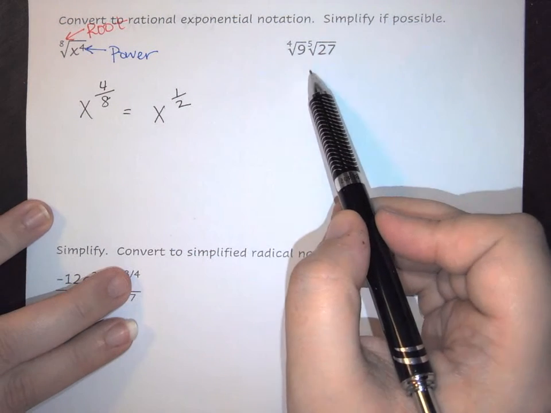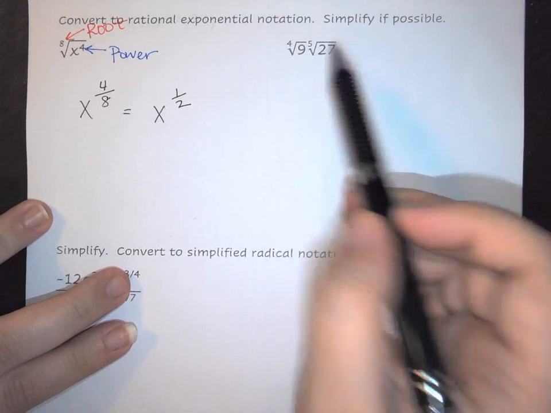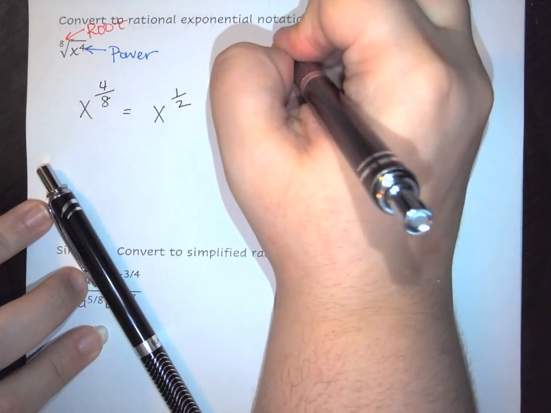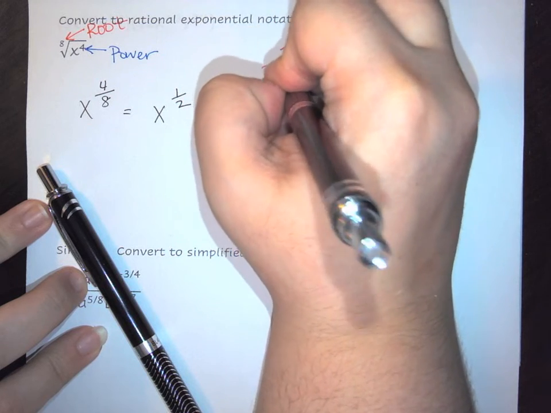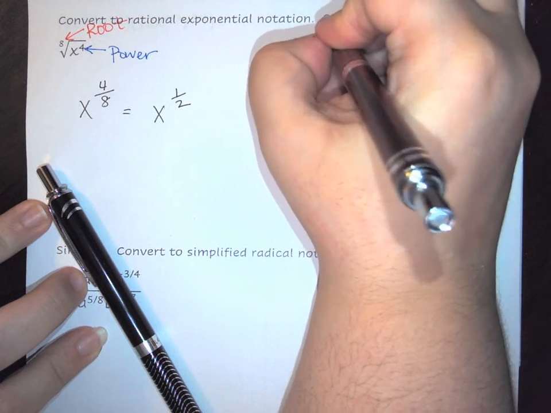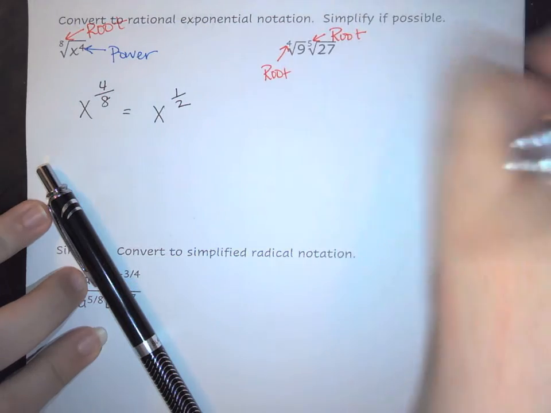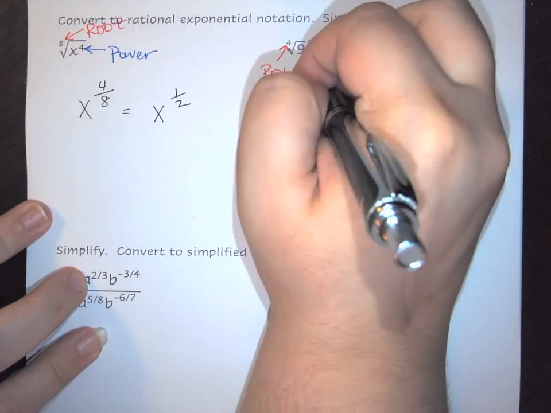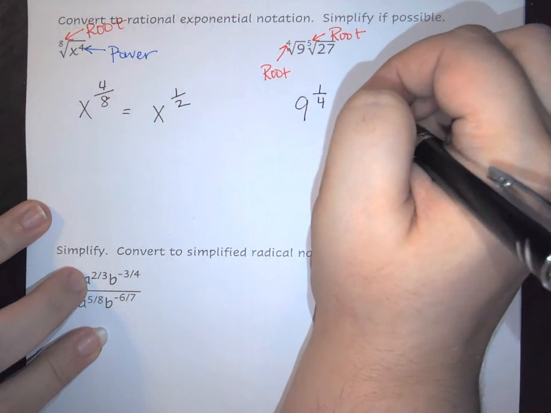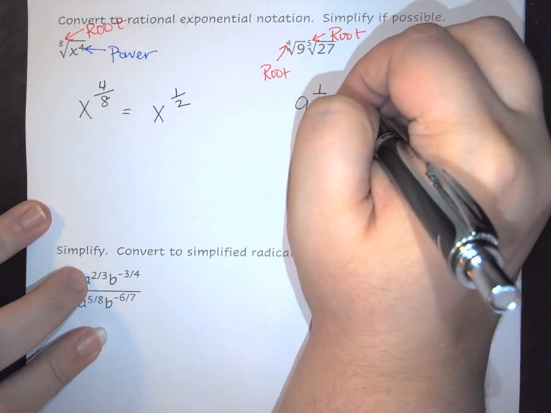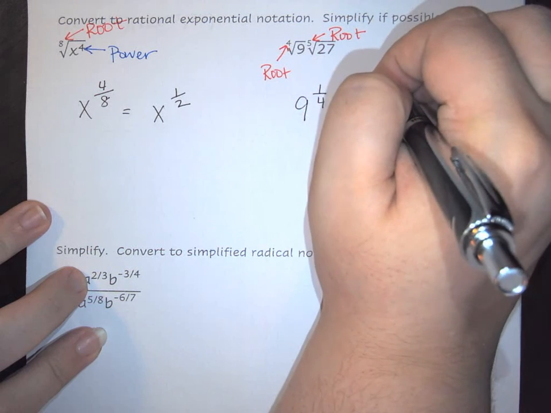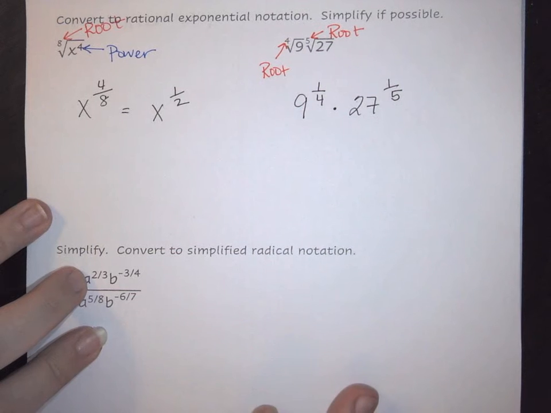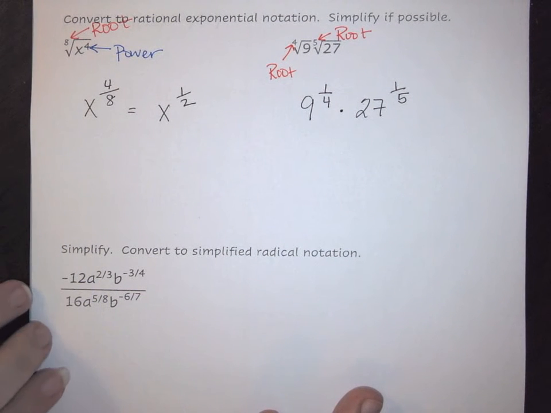Here, what we have to do is do it to both of them. So what I have here is that the 4 right here is a root. This 5 right here is a root. Both of these have a power of 1. So here I have 9 to the 1/4. And I'm going to multiply that by 27 to the 1/5. Okay, so changing them over into exponential notation.